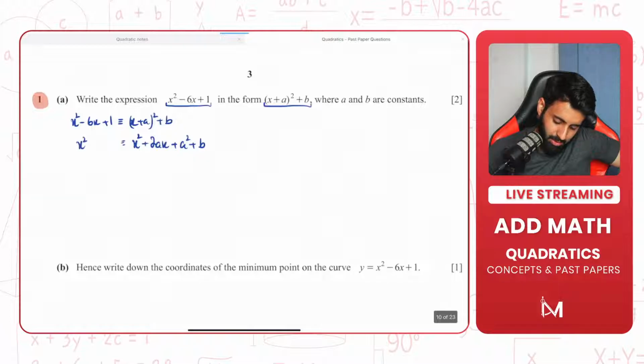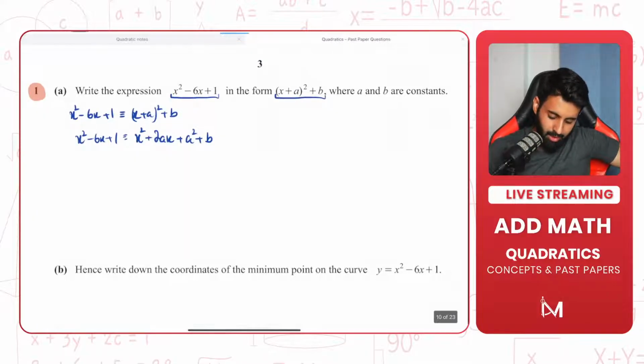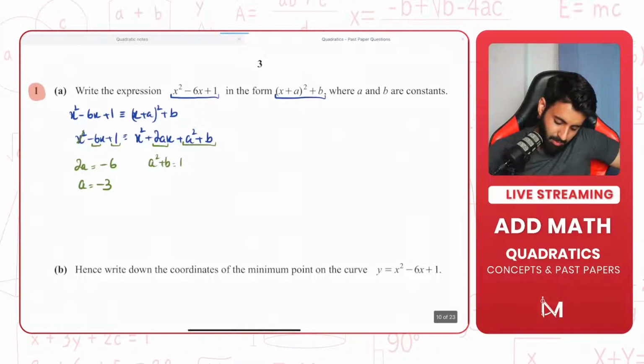Now don't think that you can only use comparing the coefficients when you have a(x minus h) the whole thing square plus k. Irrespective of the form, you can still use it. Here there's nothing to compare as far as x squared is concerned, since the coefficient is 1 on both sides. We start with the coefficient of x, which is 2a on the right hand side and minus 6 on the left, which means a is equal to minus 3. Then a squared plus b equals 1, which means minus 3 square plus b equals 1, so 9 plus b equals 1, which means b is equal to minus 8.